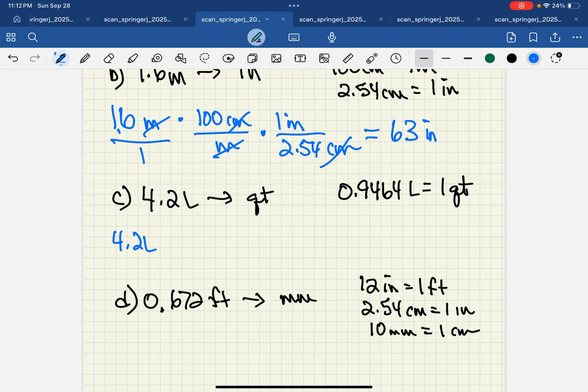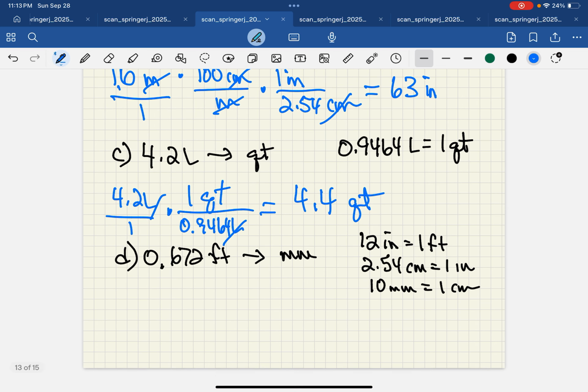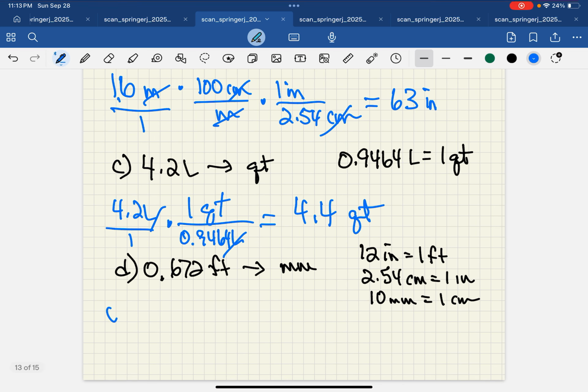4.2 liters. We want that into quarts. Here, we want liters on the bottom. 0.9464. We want quarts on top. So our liters will cancel. 4.2 divided by 0.9464. The number is going to get bigger because we're dividing by a number smaller than 1. 4.4 quarts. And finally, 0.672 feet.